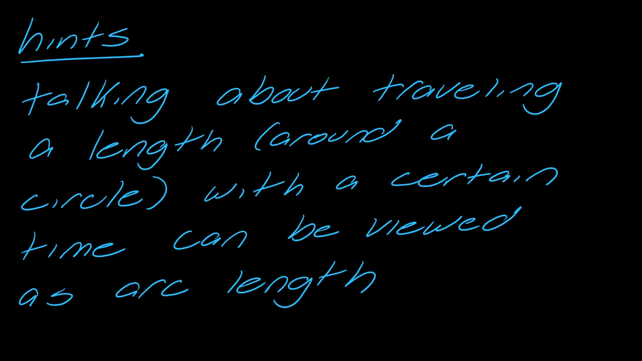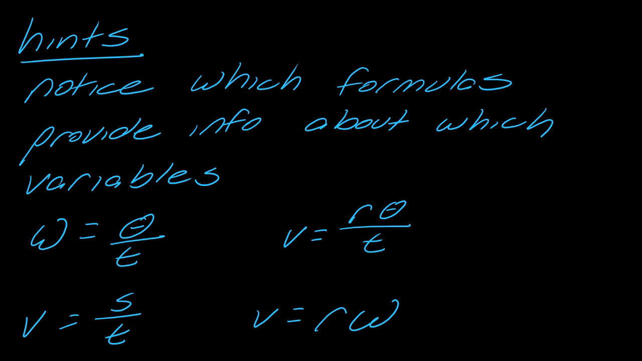The next hint is that when you read a problem and it's talking about traveling a certain length, maybe around a circle, within a certain time, you can often view this as arc length. So you can interpret this as S if you need to. That's important because oftentimes you aren't being asked to just calculate linear speed or angular speed. What you're actually being asked to do is to use the formula to solve something else.